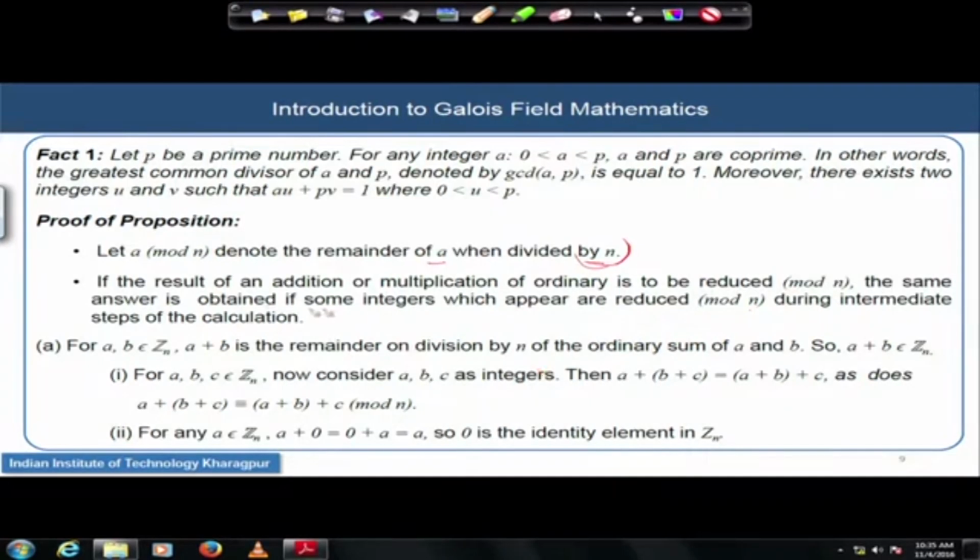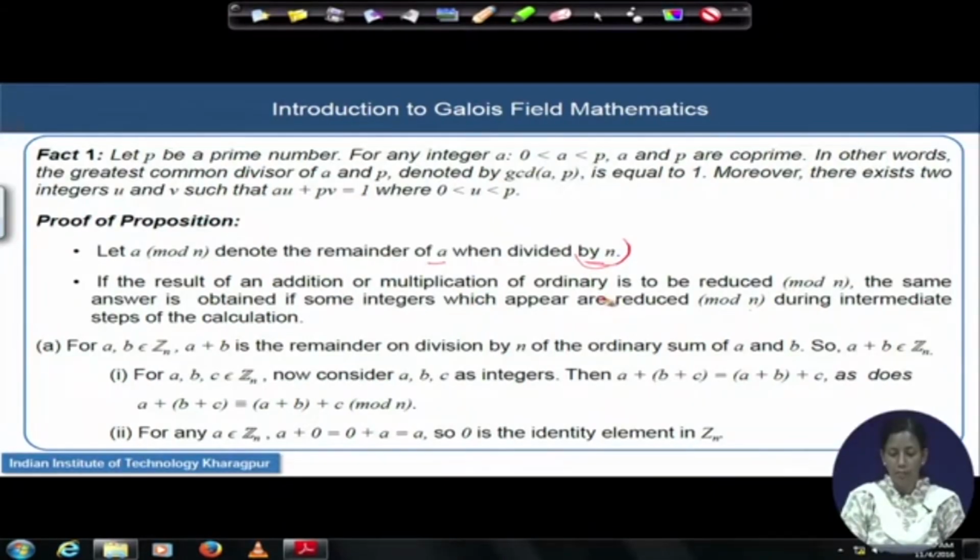So what is the meaning of this? Suppose I get a result after the addition or multiplication of ordinary numbers which is reduced mod n. You will always get the same answer if some integers which appear are reduced mod n during the intermediate calculation of this ordinary addition or multiplication. The results become the same.